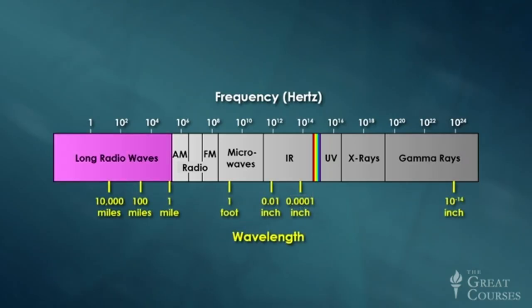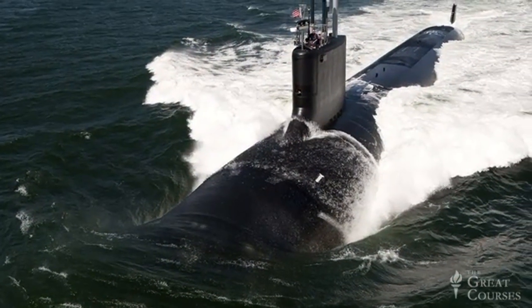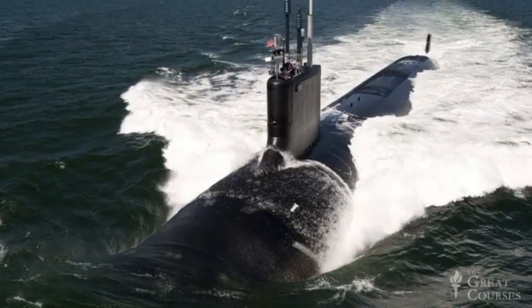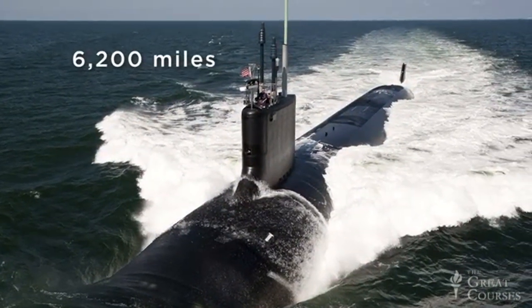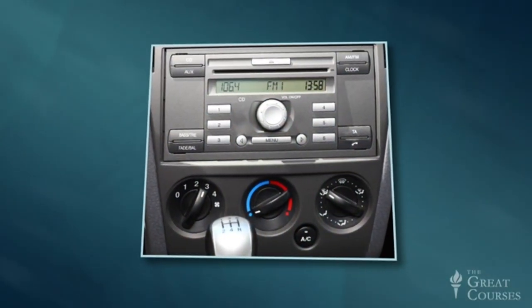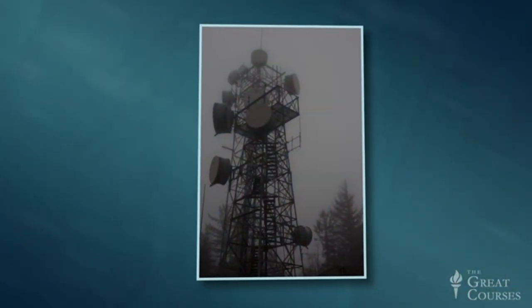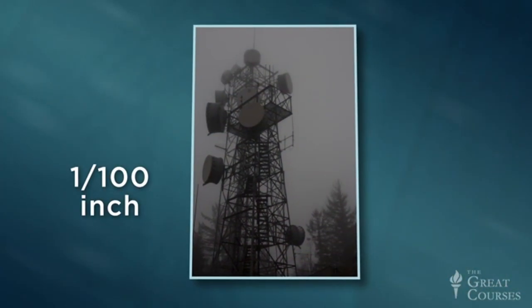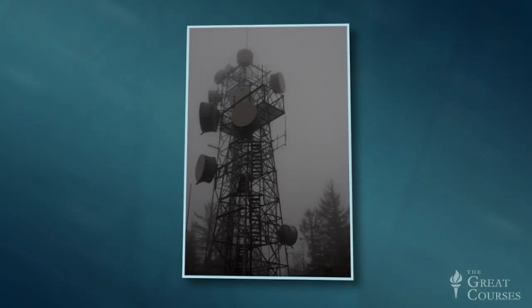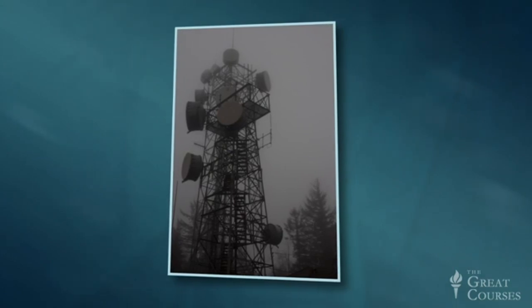By the way, these low-frequency radio waves are called long waves because the physical length of a wave is inversely proportional to its frequency. The 30 hertz radio waves used by the US Navy to communicate with submarines are over 6,200 miles long. FM radio waves, transmitted at 100 megahertz on your FM dial, are about 10 feet long. Microwaves at 10 gigahertz are about 1/100th of an inch long, so small that they can be scattered by raindrops, which explains why microwave communication signals can be degraded by rain and fog.